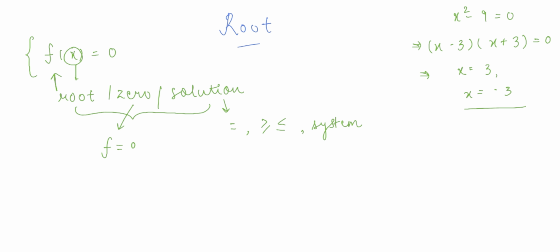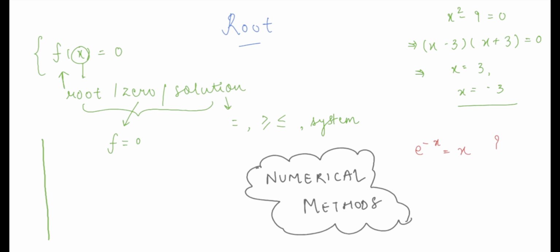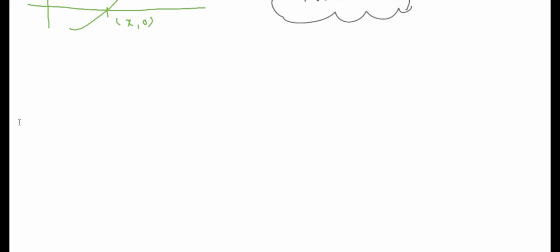Now, some equations can be solved using algebra, but what about equations like e to the power minus x equals x? Can we isolate x using elementary algebra? It's clearly no. And that is why these equations require numerical methods. Now if I draw a curve that crosses the x-axis, notice that wherever the graph intersects the x-axis, f(x) equals 0. Therefore, the x-coordinate of that point is known as the root.